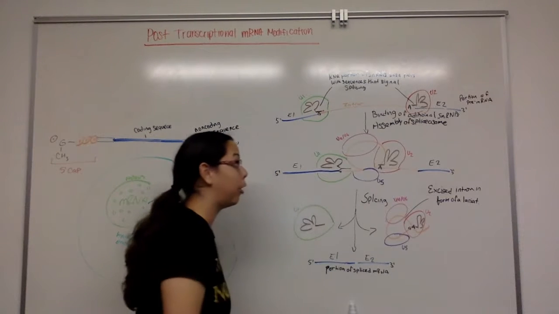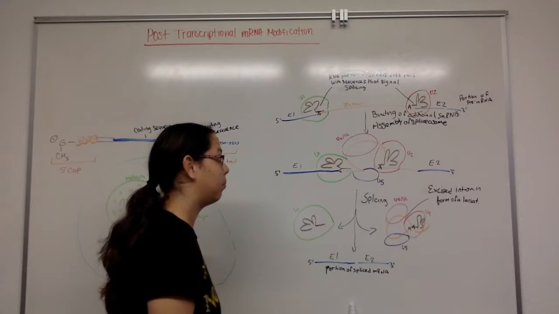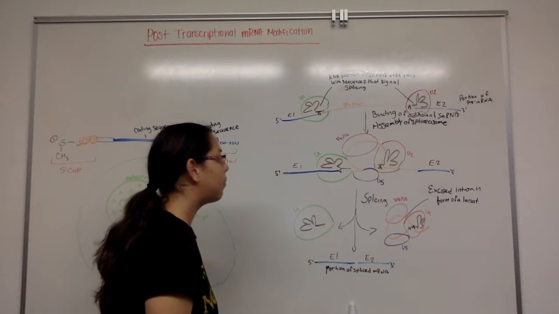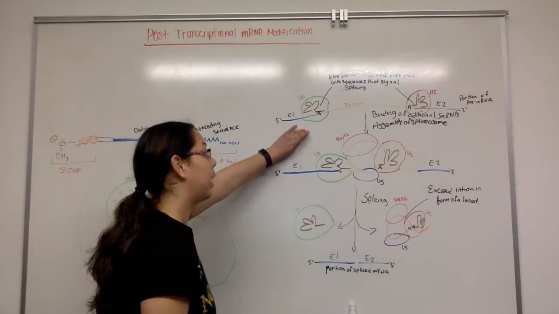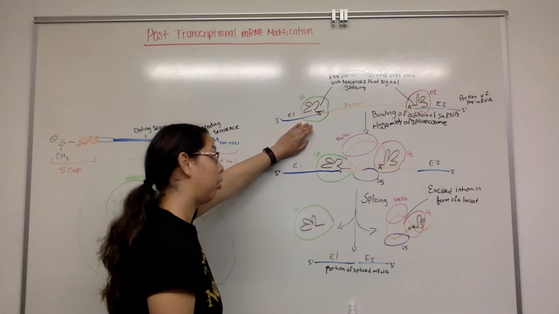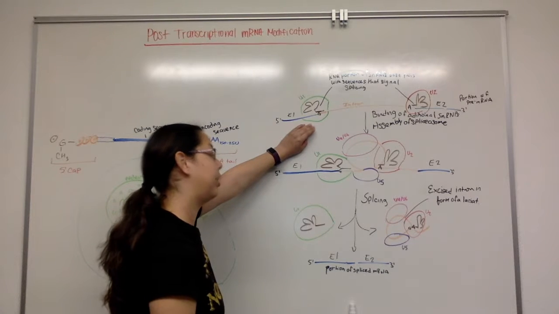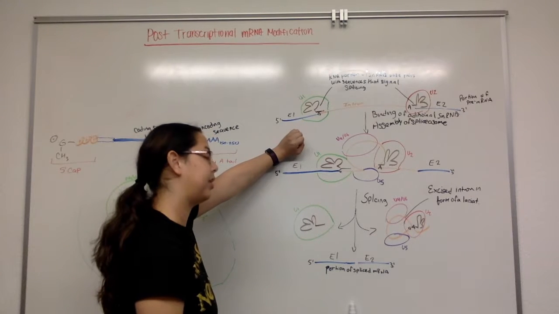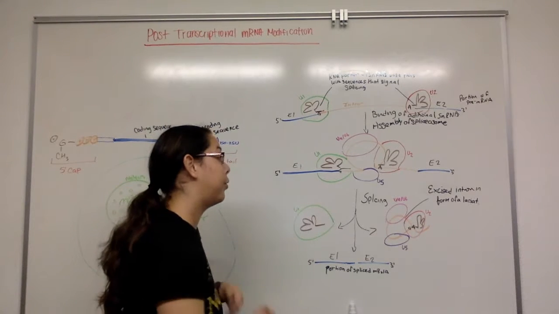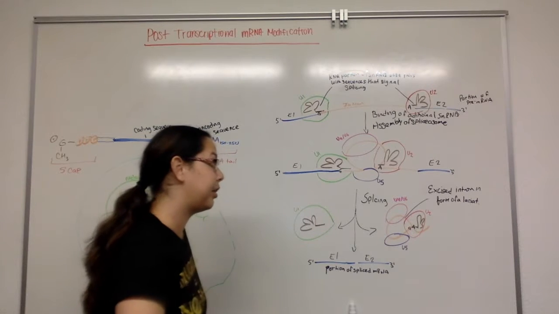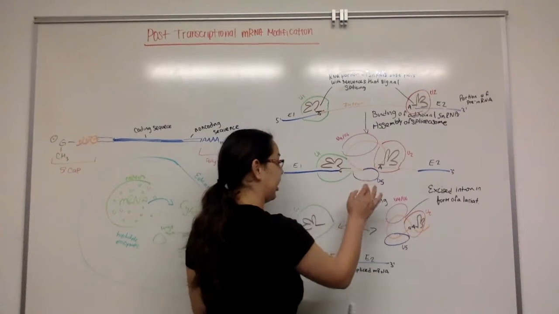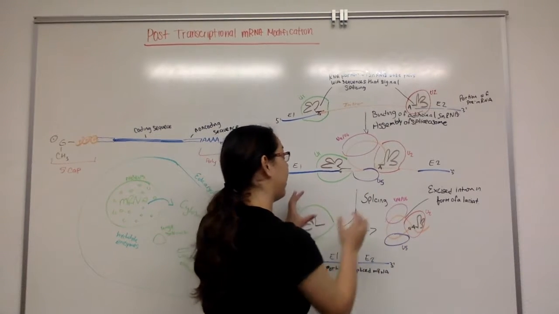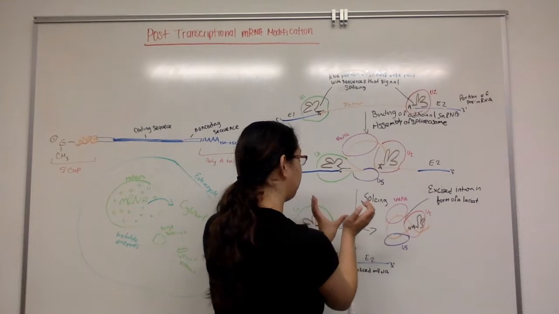So the first thing that occurs for the spliceosomes for the introns to be spliced is that a SNRP called U1 binds to the start of the intron, while a SNRP called U2 binds to the end. After the binding of additional SNRPs such as U4, U6, and U5, we then have the assembly of the spliceosome.